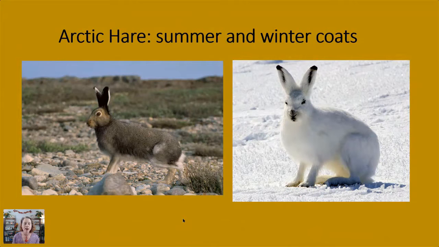Here's another hare that's in the Arctic, and they change coat colors, which helps them to be camouflaged. In the summer, they change color to blend in with the greens and browns of the summer tundra, because it's light for 24 hours a day there, and there's lots of growth of plants. But in the winter, they turn white to blend into the snow.